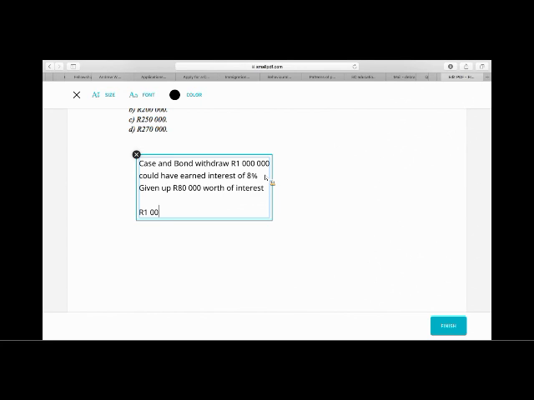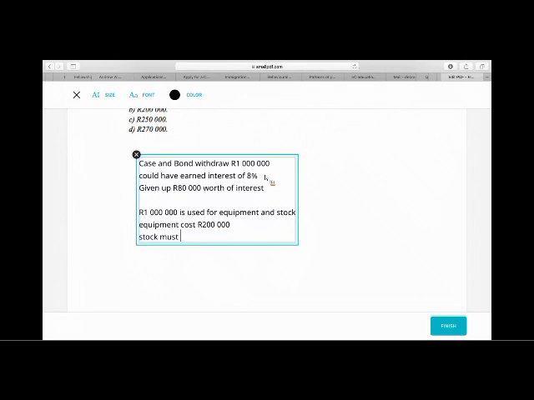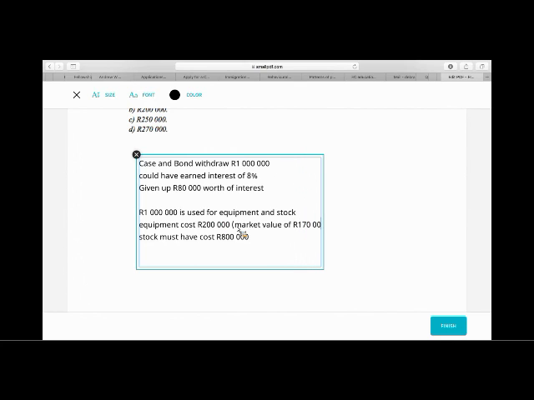Okay. They also then said that that 1 million rand is used for equipment and stock. And then further in the question, they tell you that the equipment costs 200,000 rand, which then means that the stock must have cost 800,000 rand. So in this example, the 200,000 rand wouldn't come in as a cost because it's an equipment cost, but they do tell you that it has a current market value of 170,000. So that means there would be a depreciation of 30,000 rand.